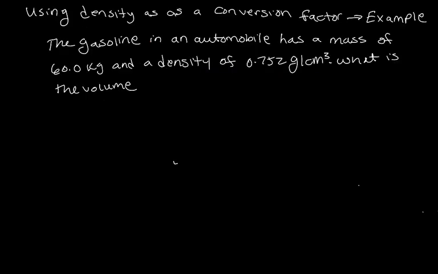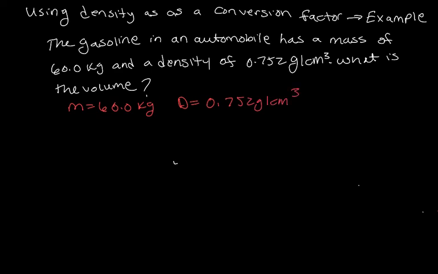So let us see how we can use density as a conversion factor between volume and mass. If the gasoline in an automobile has a mass of 60 kilograms and a density of 0.752 grams per cubic centimeter, what is the volume? Well, we know that our mass is 60.0 kilograms. And our density in this case is 0.752 grams per cubic centimeter.